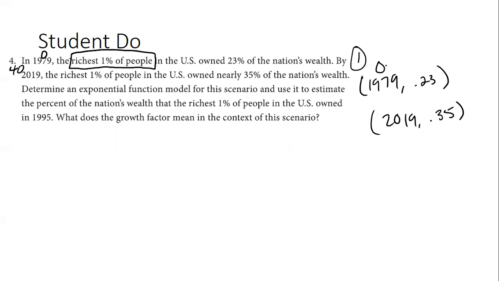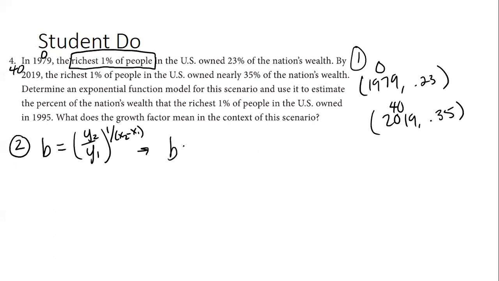So we're going to let this be 0. And this is 40 years later, so this is going to be 40. So then step 2 is you're going to find your B value. Remember, B equals Y2 divided by Y1 to the 1 divided by, and I'm going to put parentheses because as I walked around, I saw a lot of you not simplifying this first, okay? So we have B equals 35 hundredths divided by 23 hundredths.